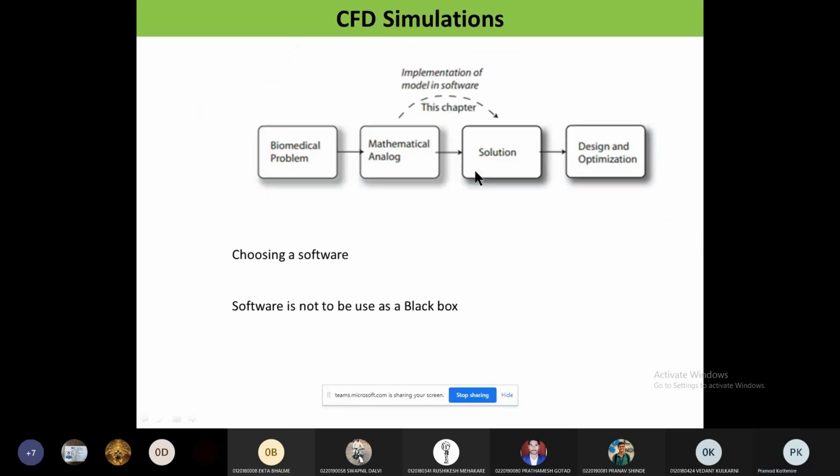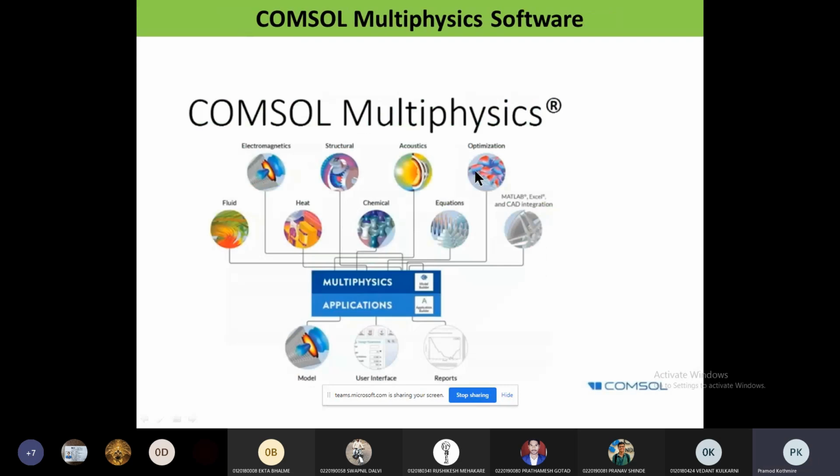Then I said that the first one is laminar flow through a pipe, okay. I will take you to laminar flow. So this is COMSOL Multiphysics, and these are various modules, okay. These modules you have already written in the chat box: electromagnetic, structural, acoustic, optimization, solving equation, chemical, heat, fluid, MATLAB, okay. Many other multiphysics, okay.